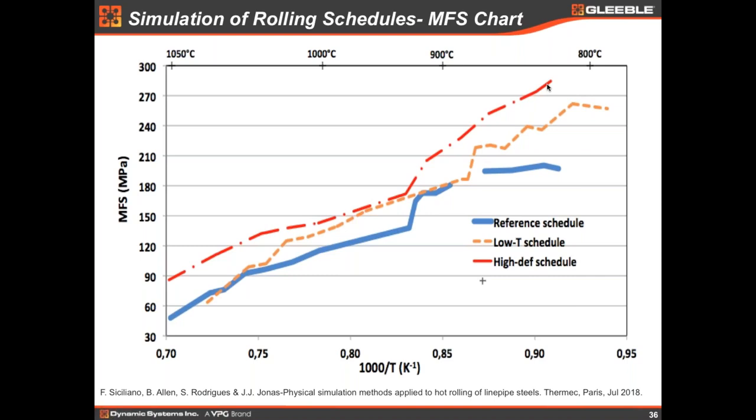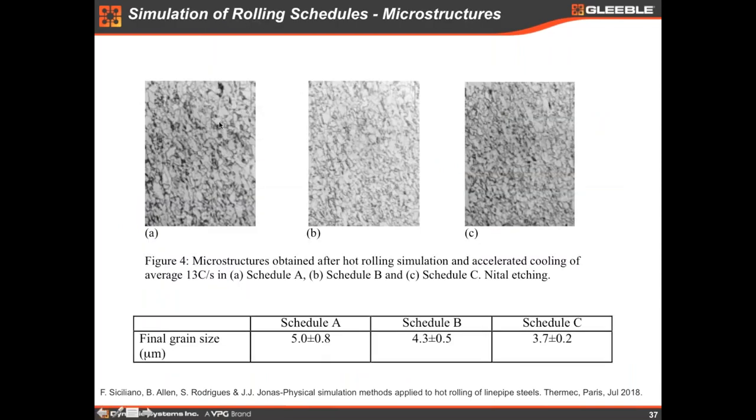So you can discuss with the mill guys. You say, look, at 380 megapascal of mean flow stress, this will be, let's say, 40,000 kilonewtons of force in our mill. So we are below our upper limit. We are using 50% of the capacity. So let's try. You can actually convince them by using these curves. Another way to convince them is to look at the microstructure.